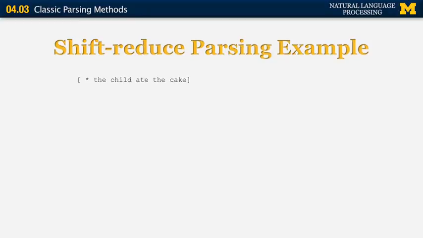What you see on the screen is the sentence that we want to parse. The child ate the cake. There is a star that tells us how far in the string we have gone. At the beginning, obviously, we are at the beginning of the string.